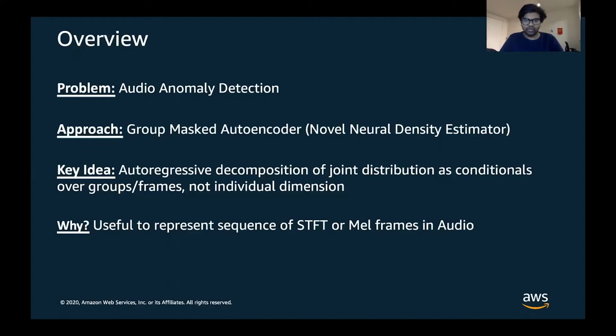Essentially, we're introducing a neural density estimator in this paper, and we use the group masked autoencoder, which is an autoregressive model for density estimation, to solve this. The key idea is the autoregressive decomposition of the joint distribution as conditionals over groups. Why is it useful? Because it can be used to represent a sequence of STFT frames or mel spectrogram frames in audio.